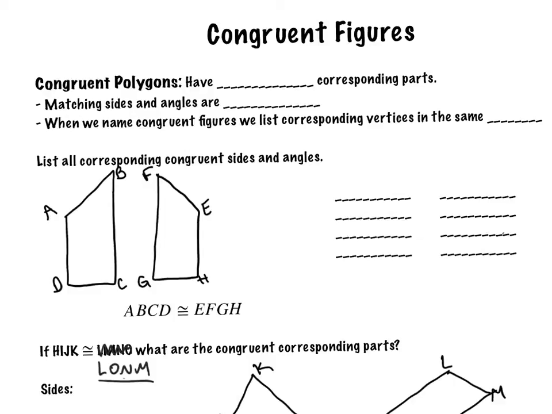So congruent polygons have congruent corresponding parts. What that means is that all matching sides and angles are congruent. The big thing here is that when I name congruent figures, I want to make sure I name them in the same order of points.